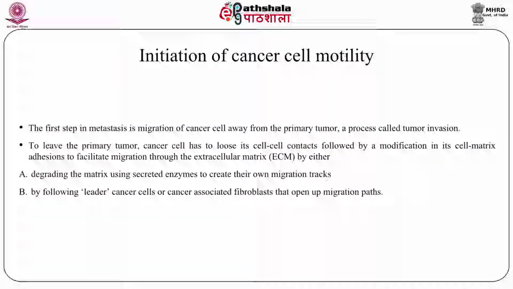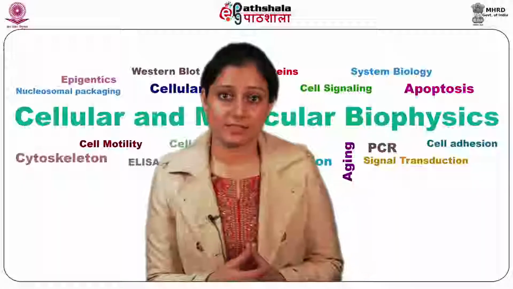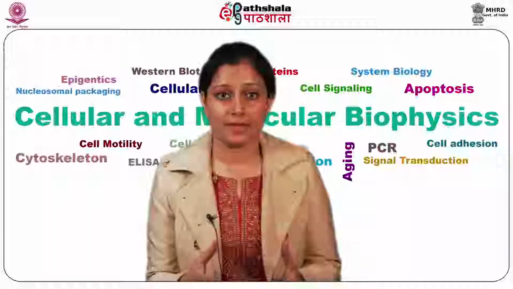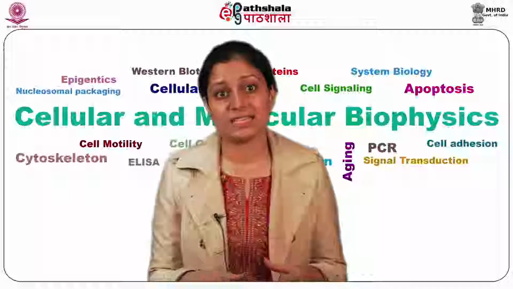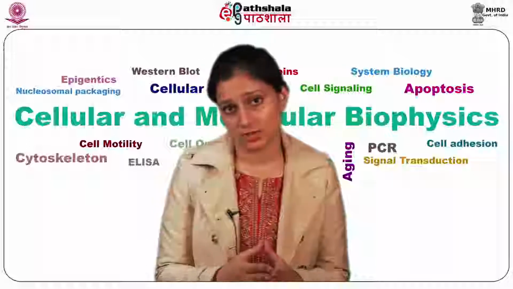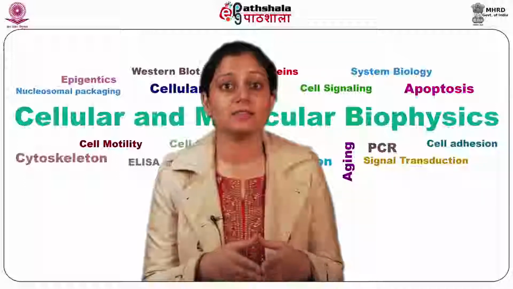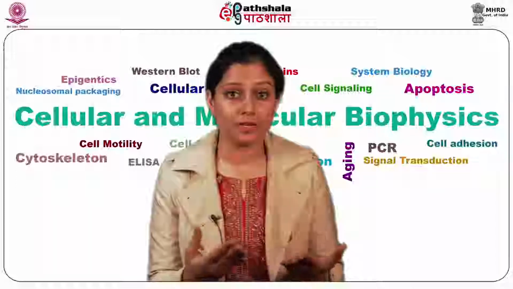The first step in metastasis is migration of cancer cell away from the primary tumor, a process called tumor invasion. To leave the primary tumor, cancer cell has to lose its cell-cell contacts, which is followed by a modification in its cell matrix adhesions. This facilitates migration through the extracellular matrix, ECM, by either degrading the matrix using secreted enzymes to create their own migration tracks, or by following leader cancer cells or cancer associated fibroblasts that open up migration paths.